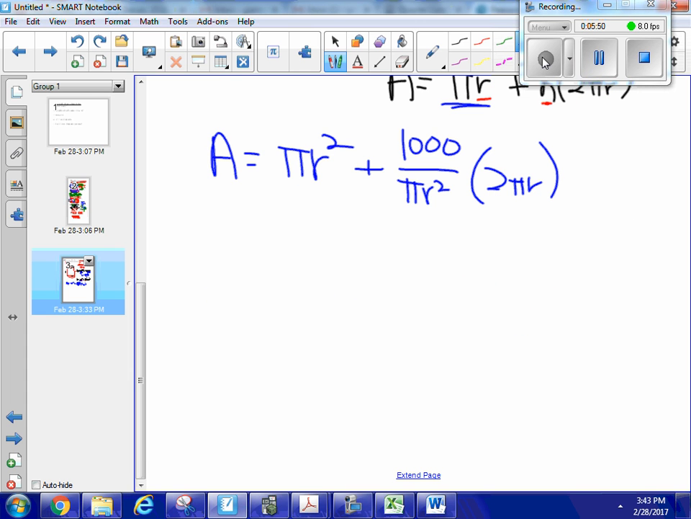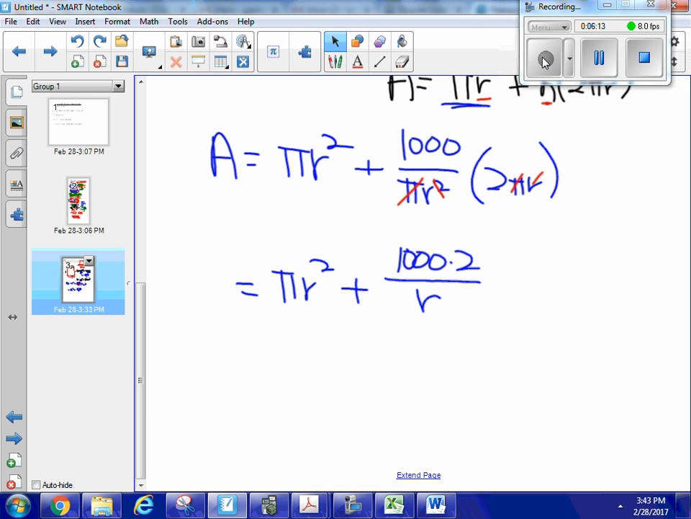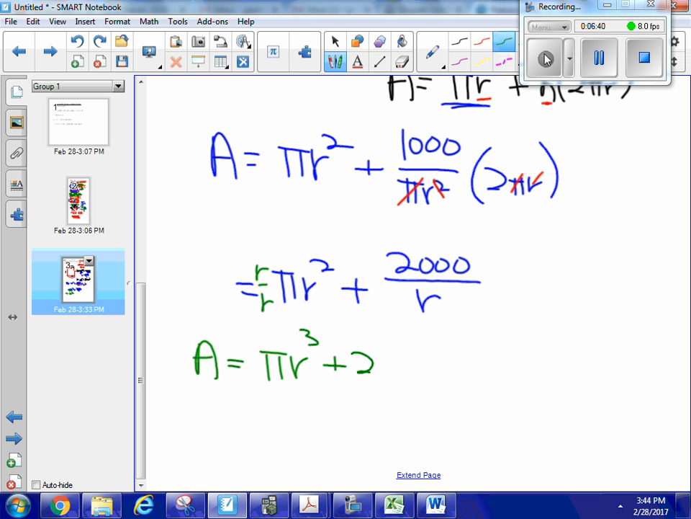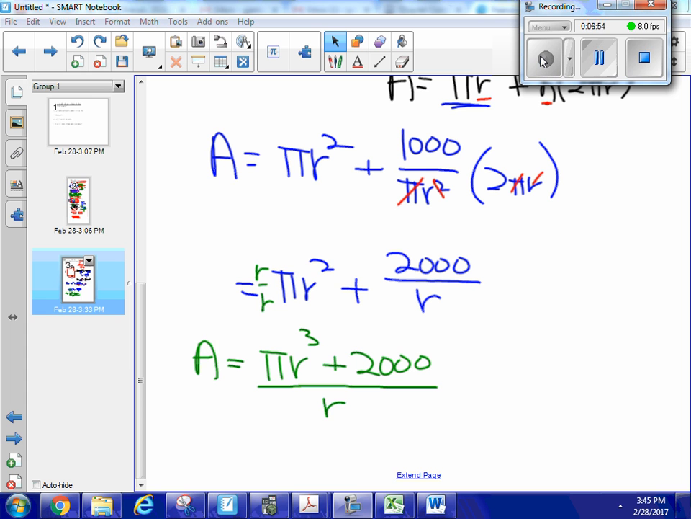Well, I can simplify that a little bit. It's pi r squared plus, well, I can do some stuff here. My pi's are going to cancel out, and at least one of these r's is going to cancel out. So it's pi r squared plus 1,000 times 2 divided by r, and let's just make this 2,000 divided by r. I think I'd like a common denominator here. So I'm going to multiply this by r divided by r, and I get area is equal to pi r cubed plus 2,000 divided by r. So that's the equation of my area.